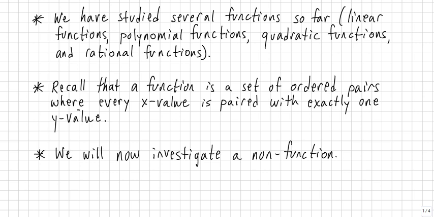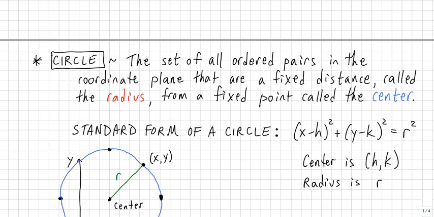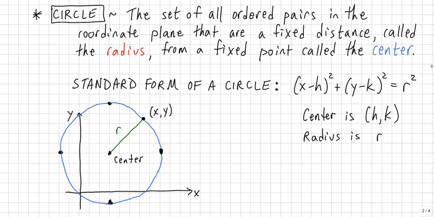So what we're going to do now is take a break from only looking at functions, and we're going to take a close look at our first non-function, and that would be the circle. So a circle, its definition, this is more of an algebraic definition since some of you guys have not had geometry yet. It's the set of all ordered pairs in the coordinate plane that are a fixed distance called the radius from a fixed point called the center.